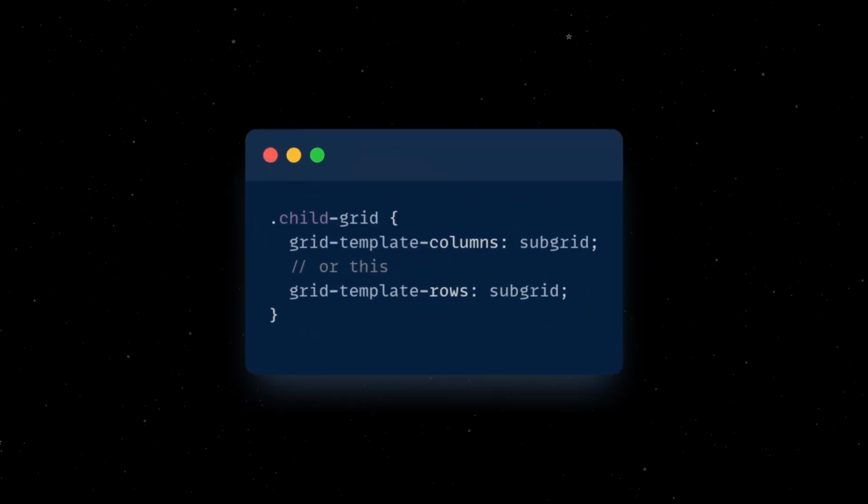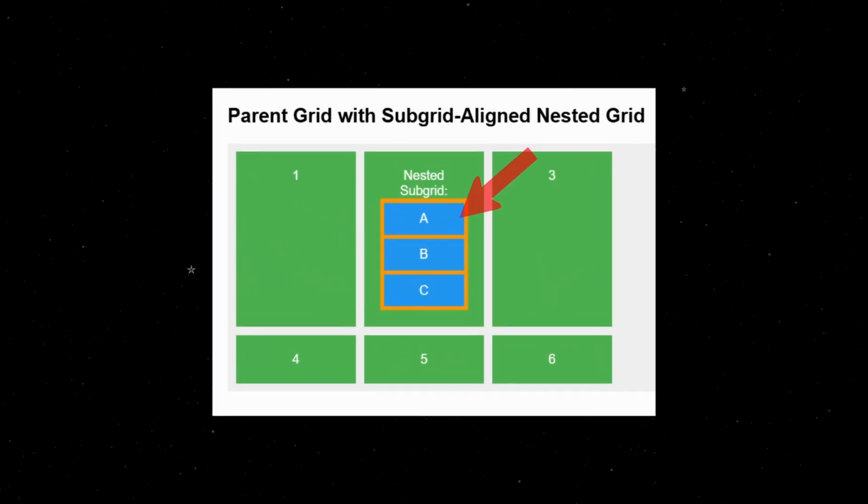What Subgrid does. This is where Subgrid saves the day. By using grid-template-columns: subgrid or grid-template-rows: subgrid, you're telling the child grid, hey, don't make your own tracks, just use the parent's tracks. This way, your nested elements automatically align with the parent grid, keeping everything neat and professional.